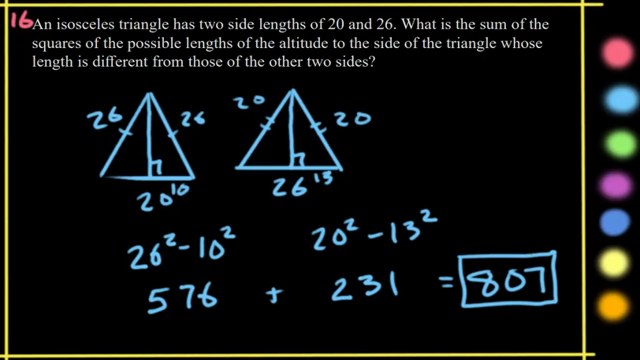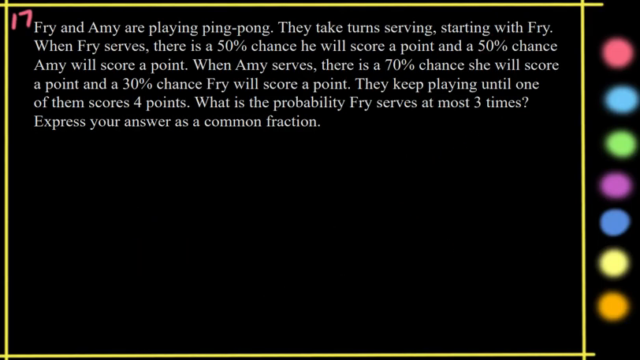All right, let's take a look at the next one. So this is number 17. And this one says, Fry and Amy are playing ping pong. They take turns serving, starting with Fry. Okay, so you got Fry serving first. When Fry serves, there's a 50% chance he will score a point and a 50% chance Amy will score a point. Okay, so 1/2 for Fry and 1/2 for Amy.